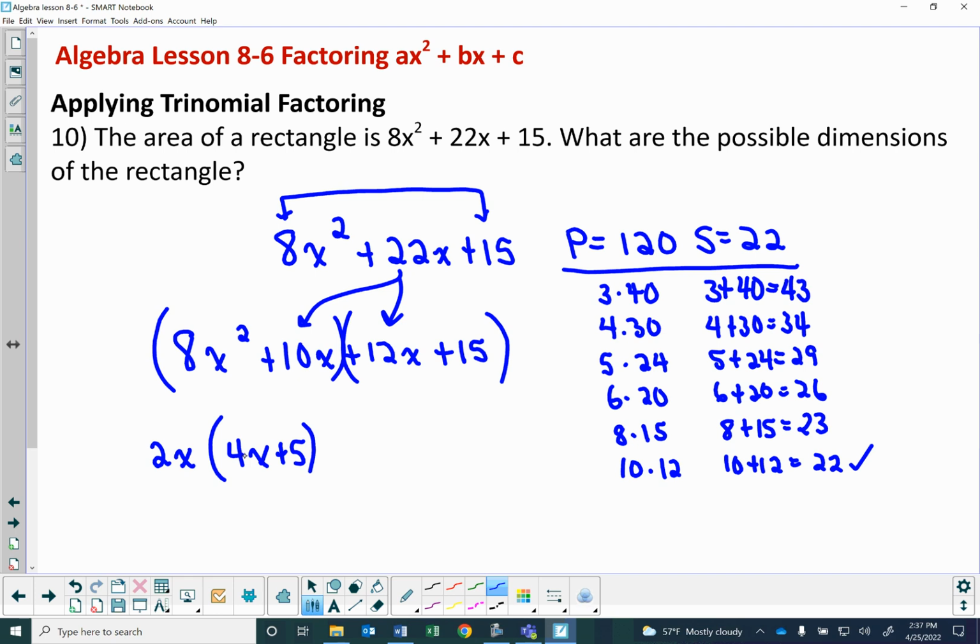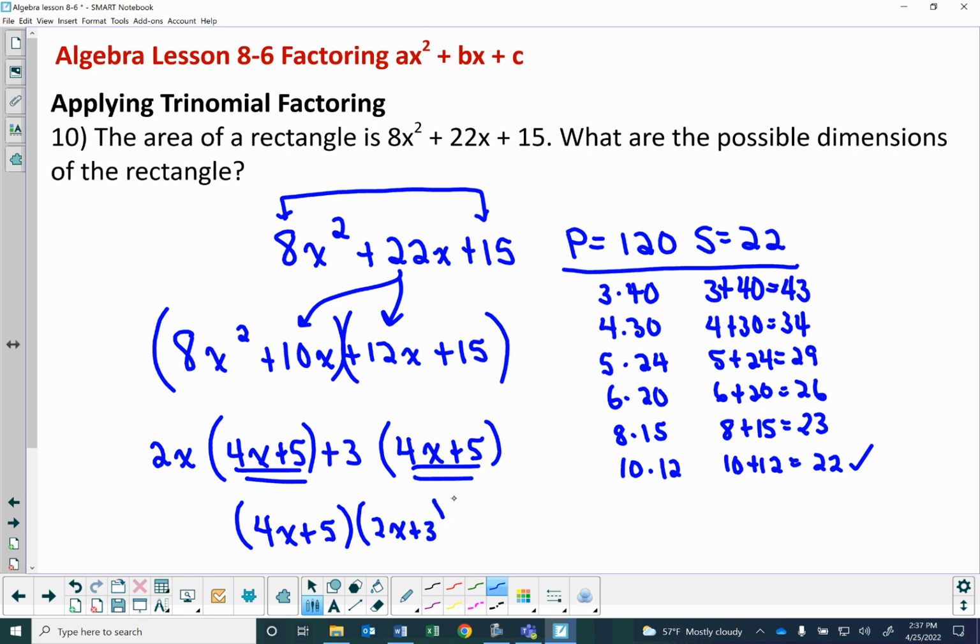Greatest common factor out of 12x plus 15 is a 3. 12x divided by 3 is 4x. 15 divided by 3 is 5. So my common term is 4x plus 5. What is left over? 2x plus 3.